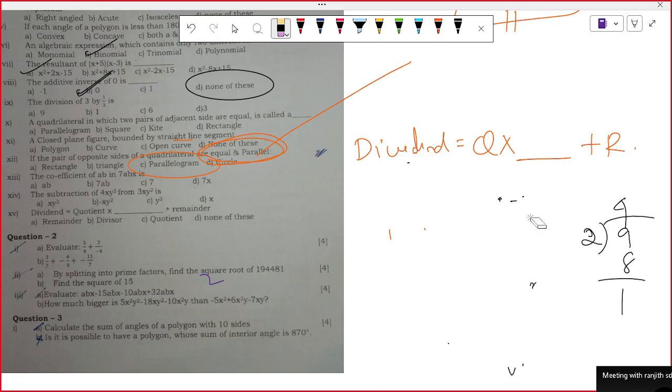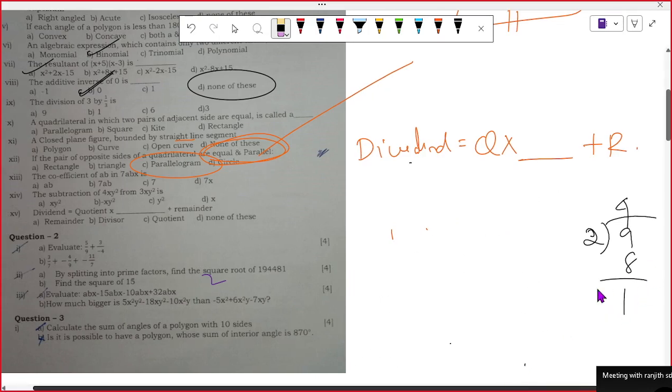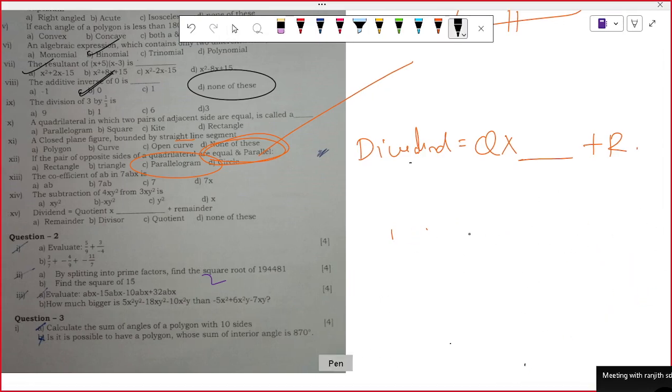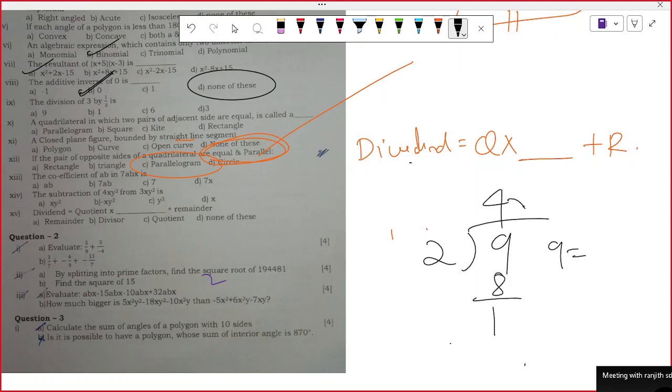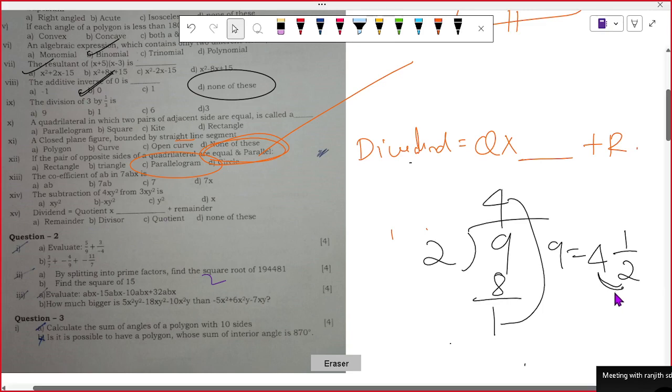Try the next one. But still, shall I tell you how to do this? Look here, 9 divided by 2. What do you get? 2 fours are 8, so 8 and remainder 1. What is 9 equal to? 4 and 1 by 2. When you multiply, 4 twos are 8, plus 1 gives 9.